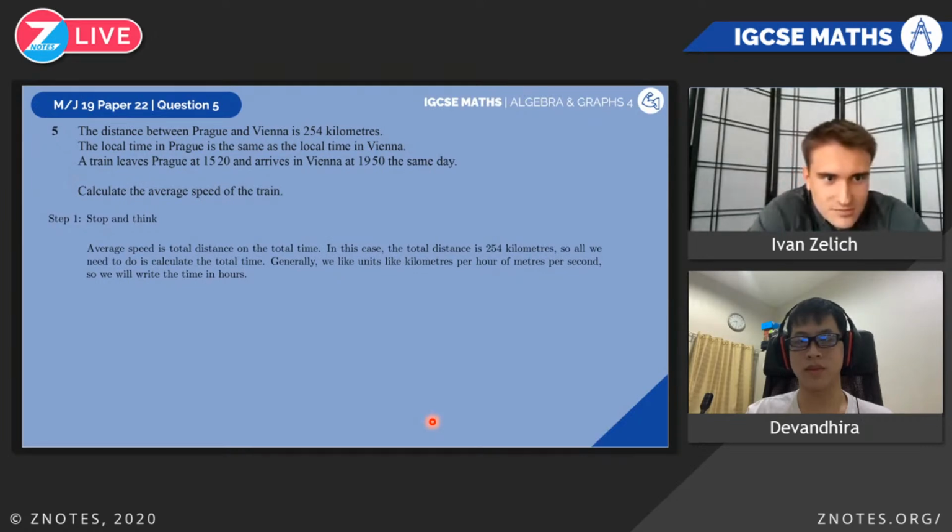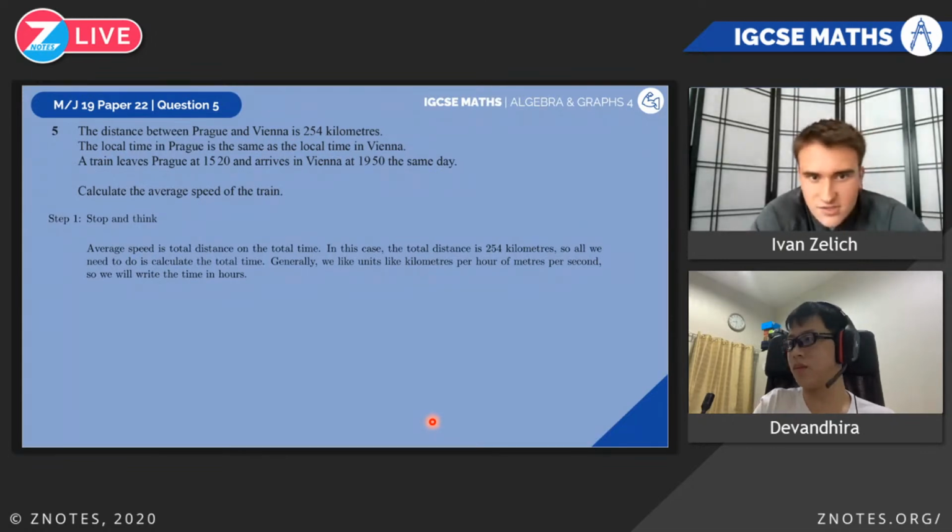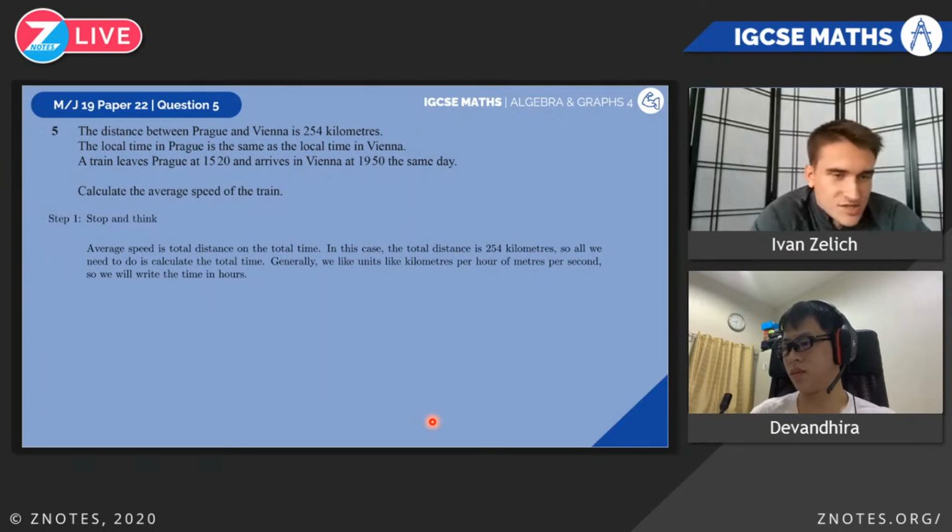So step one, we have to stop and think. Average speed is total distance over total time. We have the total distance, 254. So what you then do is calculate the total time. Of course, when we're dealing with problem solving, we always need to be careful of units. We need to make sure we have the right units that we want. We have kilometers, so a good unit would be kilometers per hour. So we'll find the time in hours.